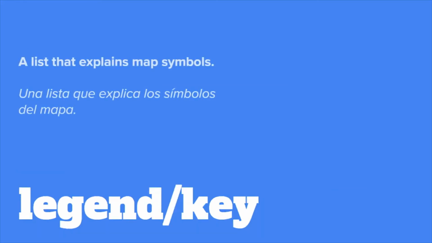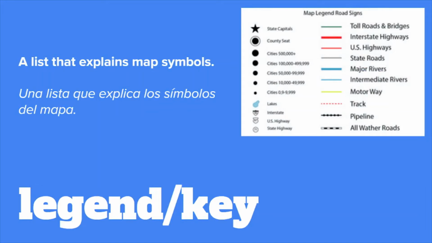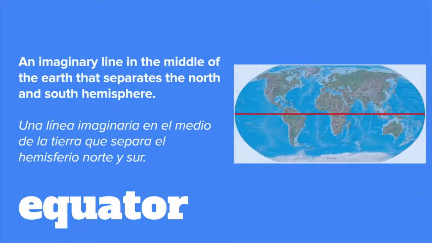A legend or key is a list that explains map symbols. Una lista que explica los símbolos del mapa. The equator, an imaginary line in the middle of the earth that separates the north and south hemisphere. Una línea imaginaria en el medio de la tierra que separa el hemisferio norte y sur.